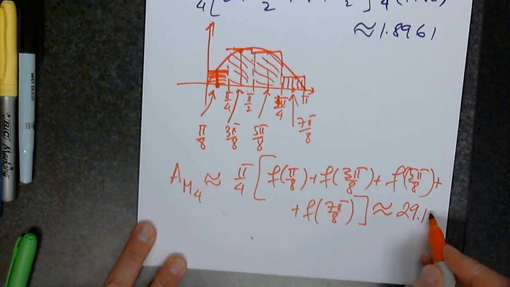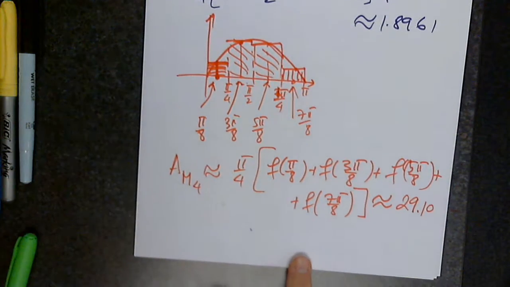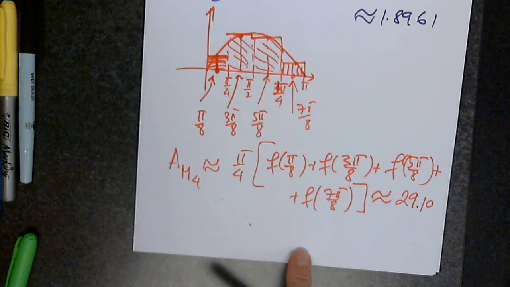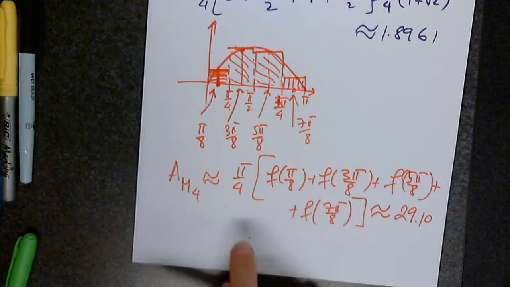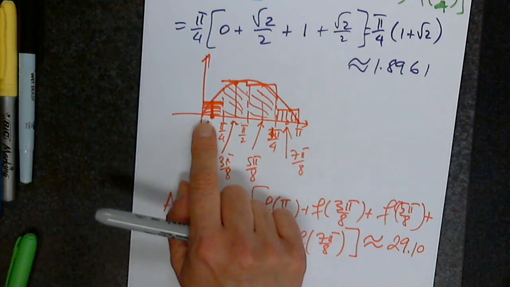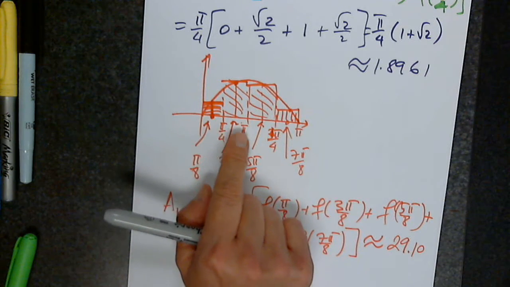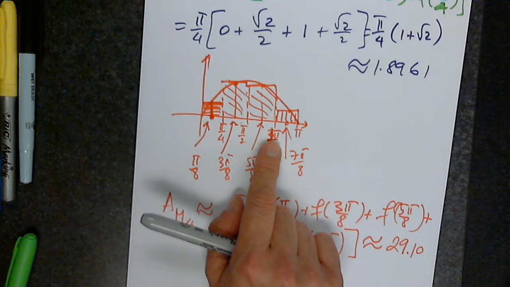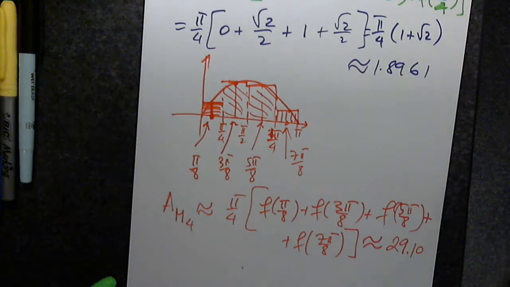I got 29.10. Yeah, how's the first one off by so much? Yeah, I was just looking at it. So between, this is 0 and pi over 2, and this is pi over 2, and this is 3 pi over 2, and this is pi. What did I do on the previous one? Let me check.